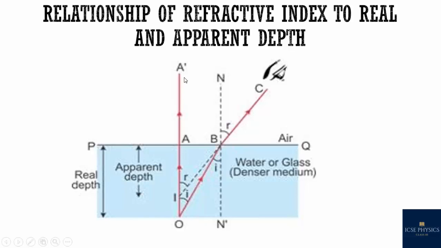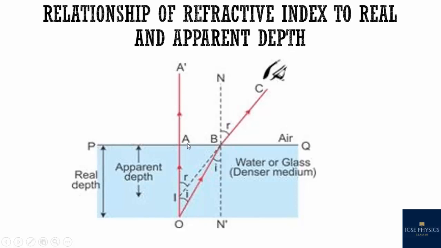Similarly, consider another ray, OB, from the object O. And what happens at this point? It gets refracted. And as it travels from a denser medium to a rarer medium, it will move away from the normal. So now the refracted ray is BC. If we stretch the refracted ray BC backward, it will meet at the point I. On producing this ray BC backward, it appears to come from the point I. And hence, AI represents the apparent depth which is less than the real depth. Real depth is AO. Apparent depth is AI.